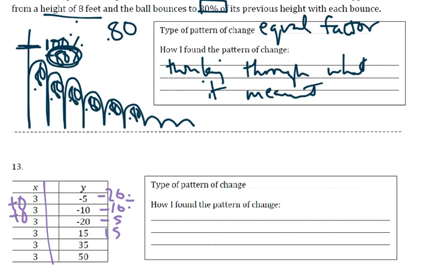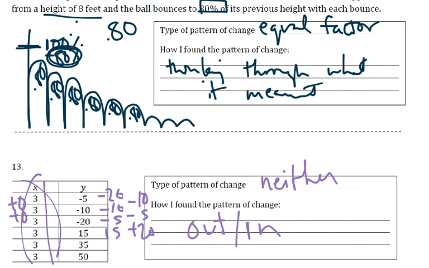This would be divided by 2. This would be divided by 2, but then you'd have to times by negative 3, so not equal factors. If we subtracted them, minus 10, minus 5, plus 20, see, so it's neither. Based off of how we looked at outputs and inputs, I'd call it neither.